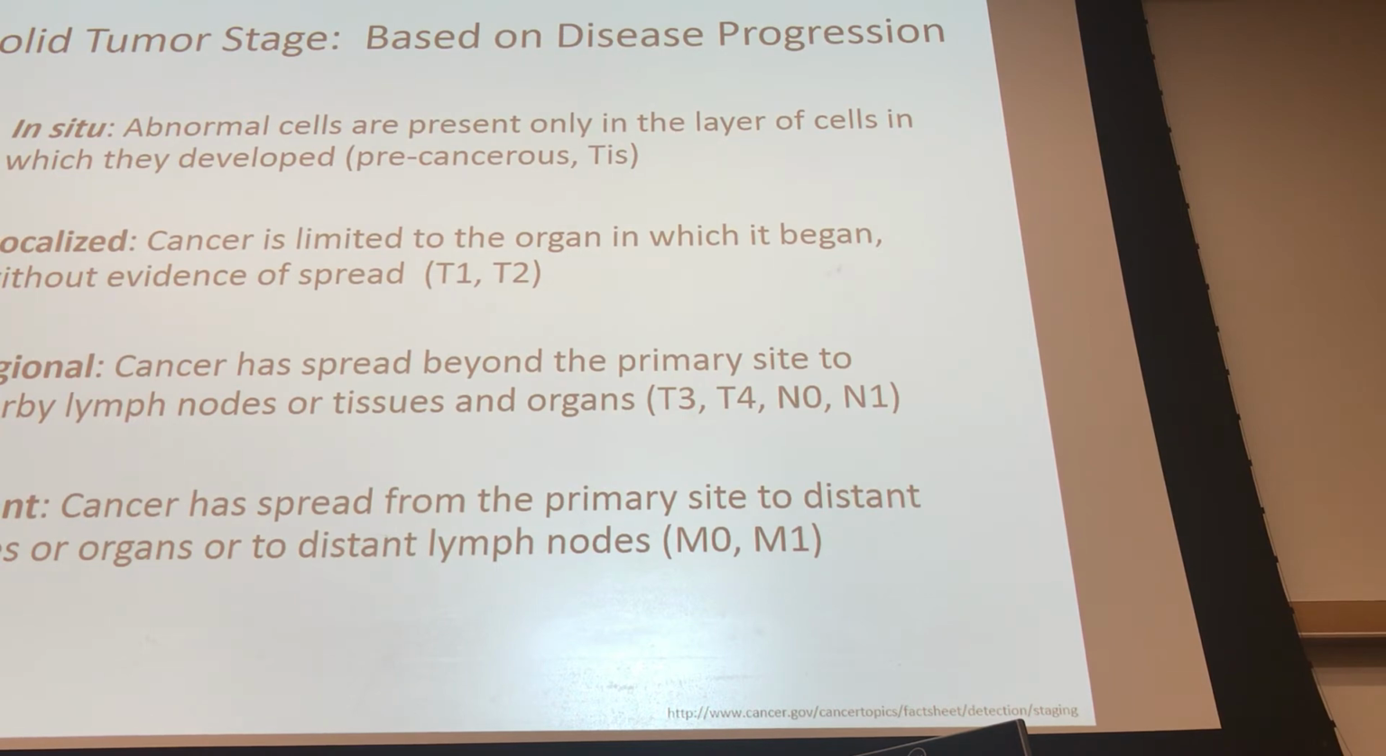Okay, now localized, in situ is either precancerous or you'll see the staging TIS. So the IS is in situ. If it's localized, it gets a stage of either T1 or T2. So that's gonna be where it's breaking the basement membrane, but it's staying confined to that organ, okay?